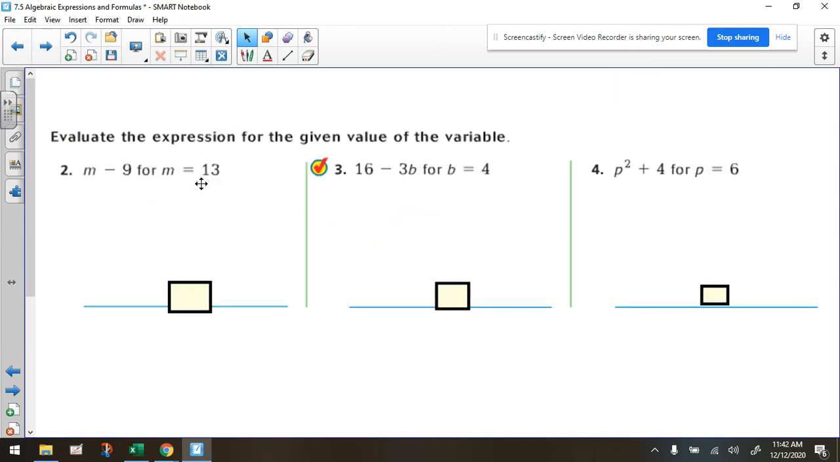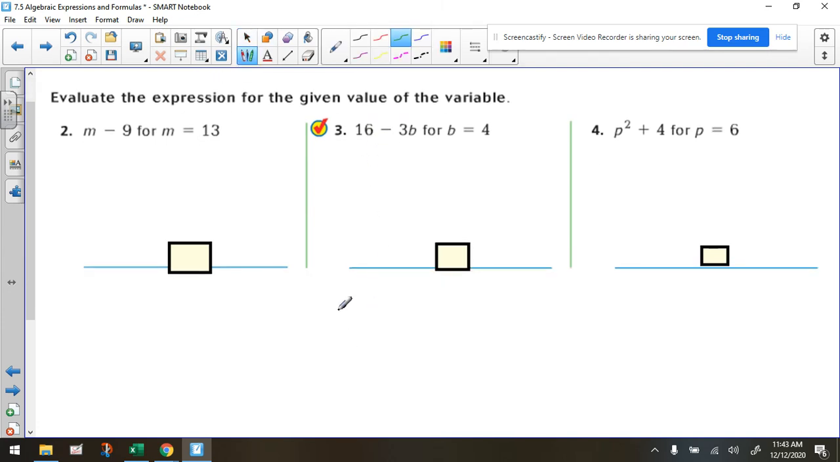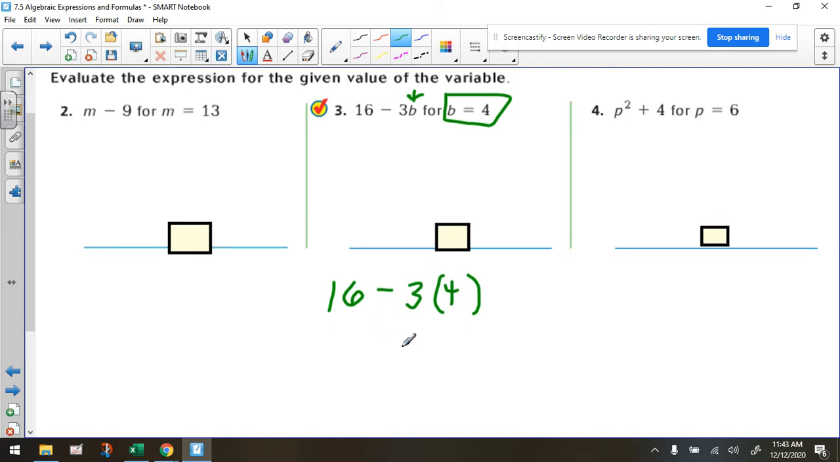All right, let's look at a few more examples, and then I think we're going to be in pretty good shape. So how about we look at example number 3 next? So if we write down the expression, I'm just going to write down the expression down here. It's 16 minus 3b, and what we're going to do is substitute in for b. We're substituting in what they're telling us that equals, which is 4. This means 3 times 4. 3 times 4, we're going to do that first. We're going to get 12.